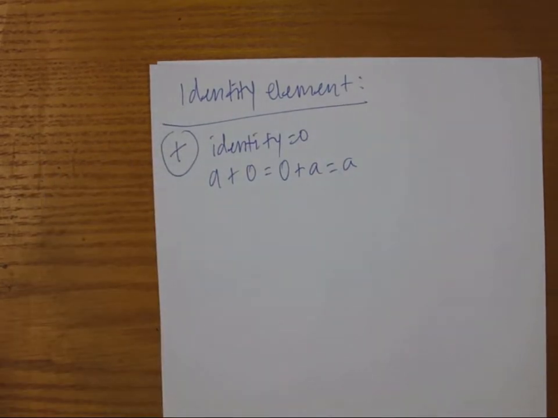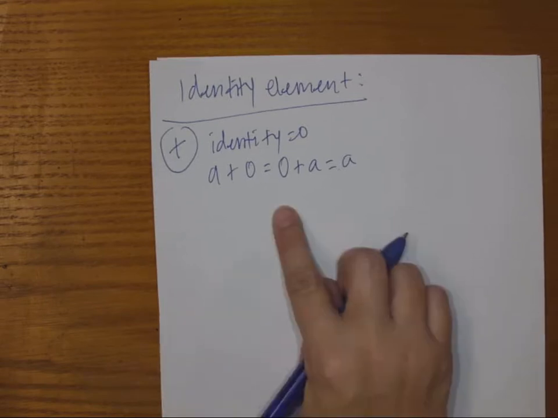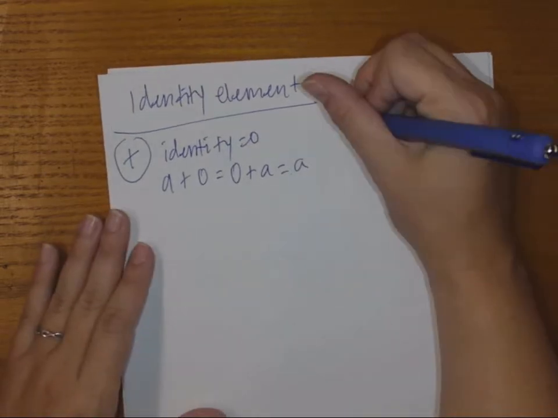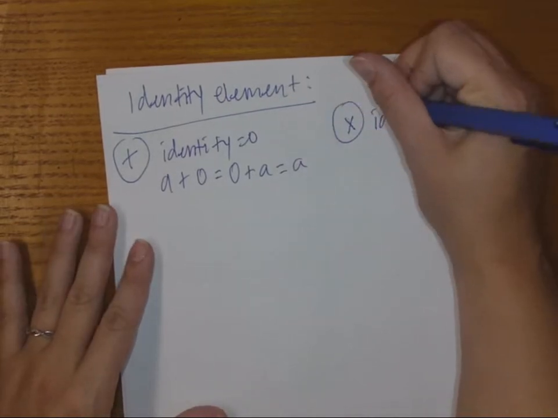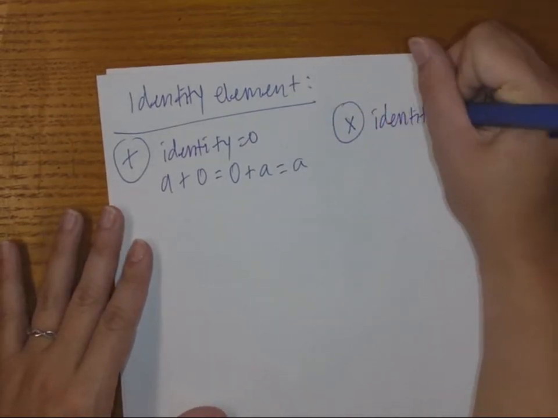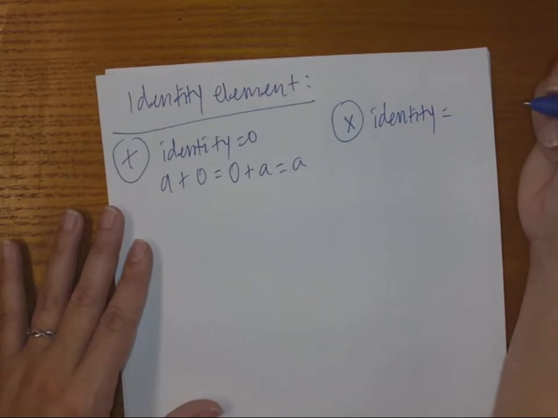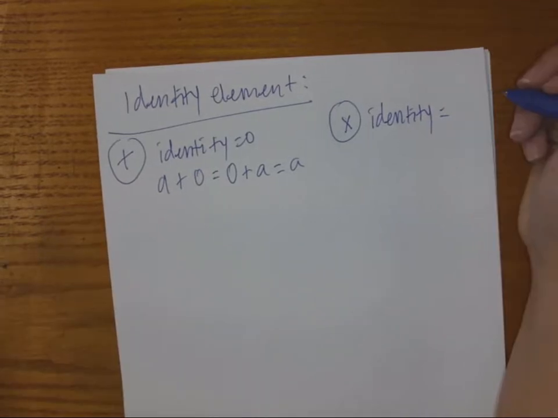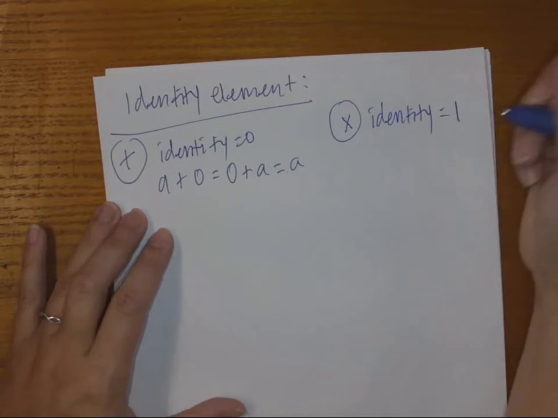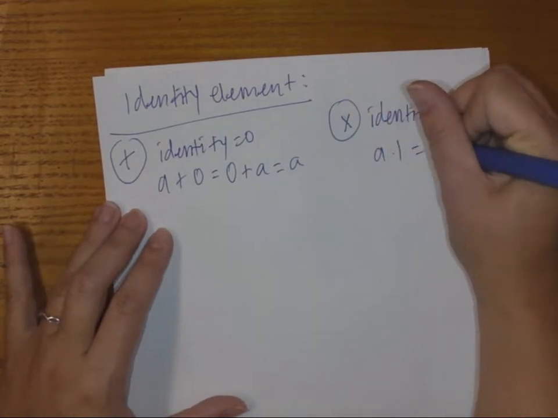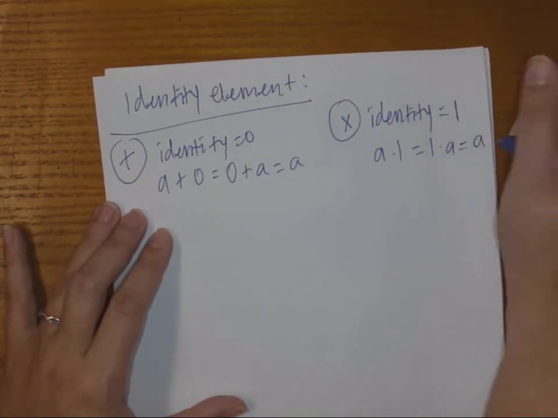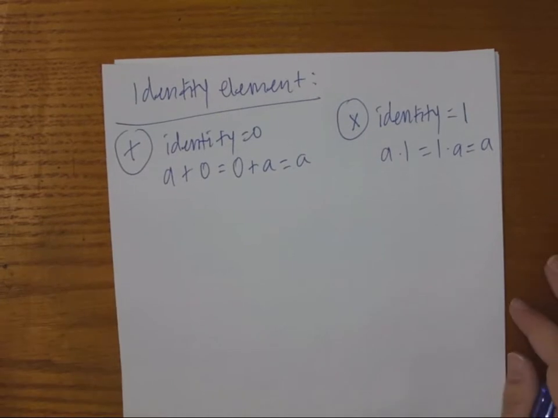So 0 plus 9 is... I'm sorry, 0 plus 9 is 9. 9 plus 0 is 9. It didn't change the number when I add 0 to it. I also have one for multiplication. What would the identity for multiplication be? What can I multiply by to end up with the same number I started with every time? It would just be 1. A times 1 is the same thing as 1 times A, which is just A.